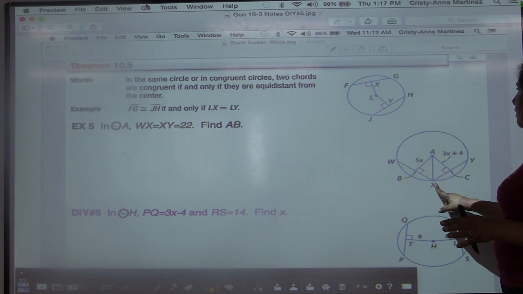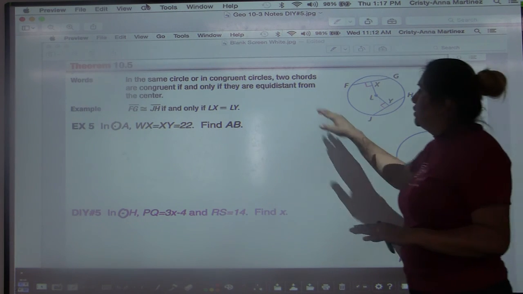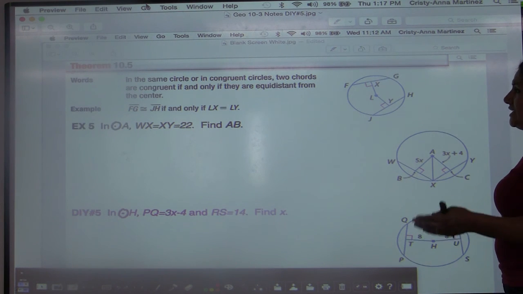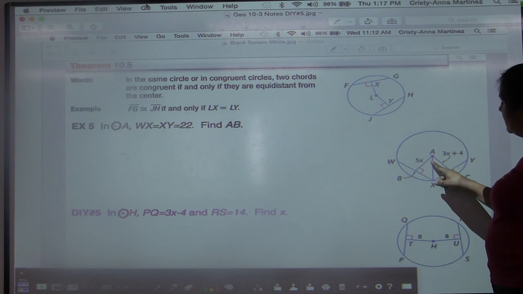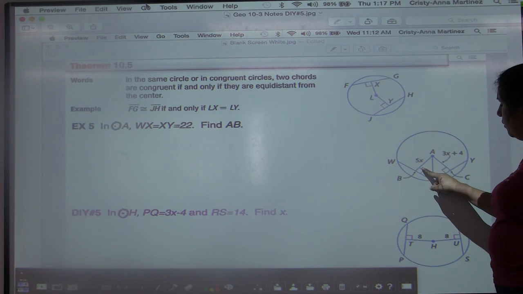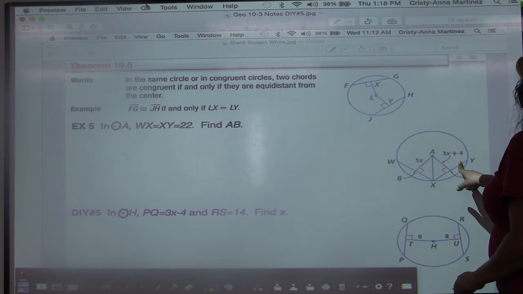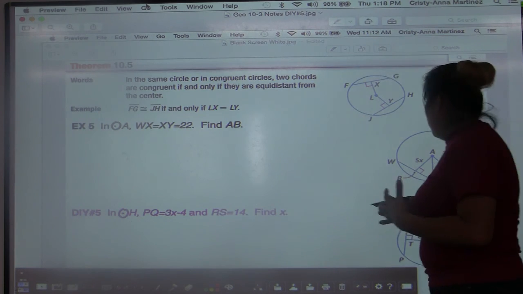So because of that, we've met the criteria that two chords are congruent. But that's only the case if they're also equidistant from the center. So here you can see marked that the distance from the center to the chord at this 90-degree angle is 5x here, and this distance to the other chord is 3x plus 4. So the only way for these to work is for them to be equated to each other.